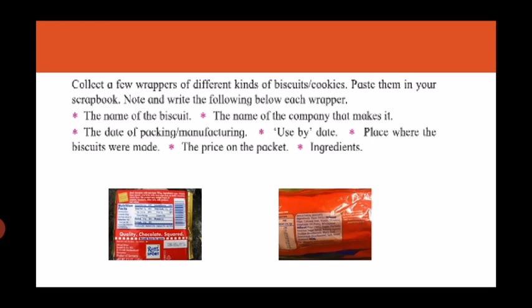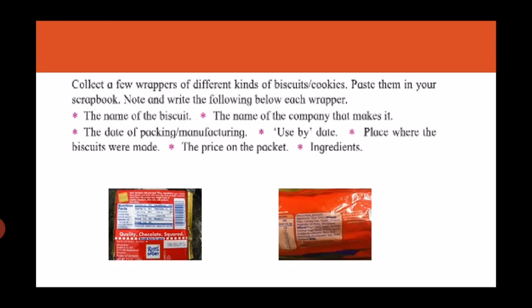Another home activity is once you've eaten your biscuits, collect wrappers of different kinds of biscuits or cookies. These wrappers, paste them in your book. Now, write down the name of the biscuit, the name of the company that makes it. Also, if you see the packet, there will be the date when the packet was made. That is called as date of packing or manufacturing.